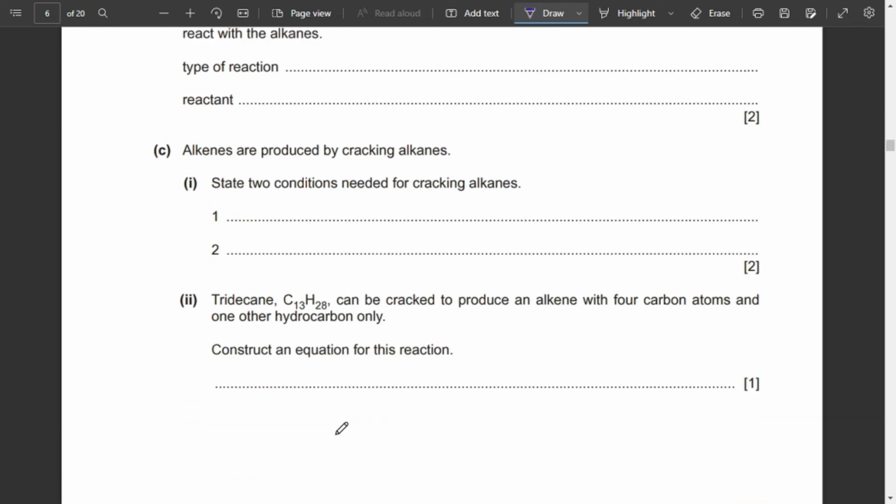Moving on to part 2, tridecane C13H28 can be cracked to produce an alkene with 4 carbon atoms and one other hydrocarbon only. Construct an equation for this reaction. So we have C13H28 which we need to crack in such a way that it will produce one alkene with 4 carbon atoms and one hydrocarbon only.